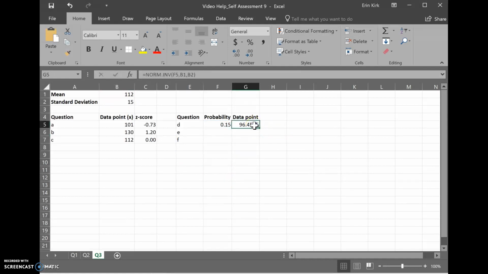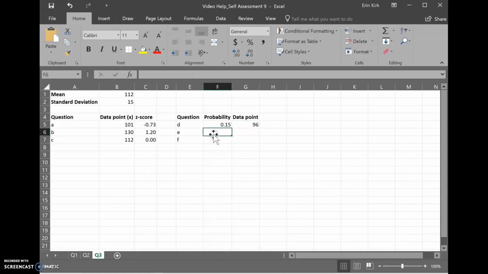You're asked to round to the nearest whole number, so I'll adjust that. And what we've found out here is that the smallest 15% of babies born at this hospital have a weight of 96 ounces or less.